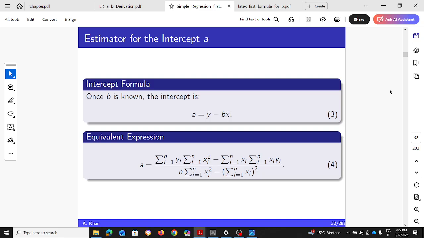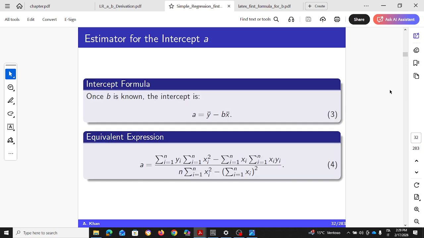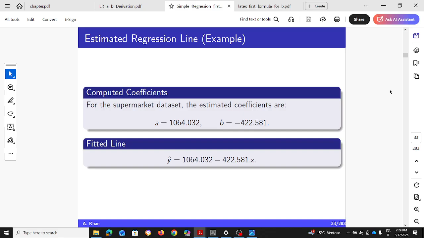So what we wanted to do is to find the best optimal values for a and b. We can get those optimal values of a and b by these two equations. This equation will give us the optimal value of b, and this equation will give us the optimal value of a. Now, if you put the data we have for the 8 supermarkets into these two equations, for a we will get this value, 1064.032, and for b we get this value. Then we put those values in place of a and b in our fitted line equation. Clear?